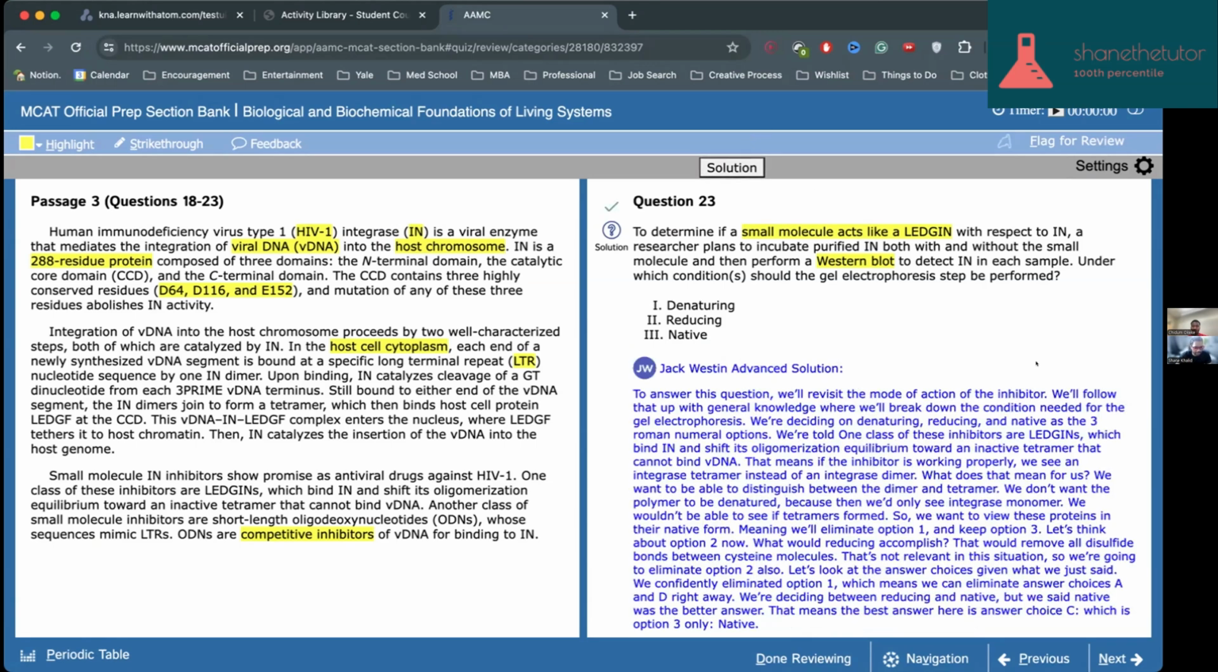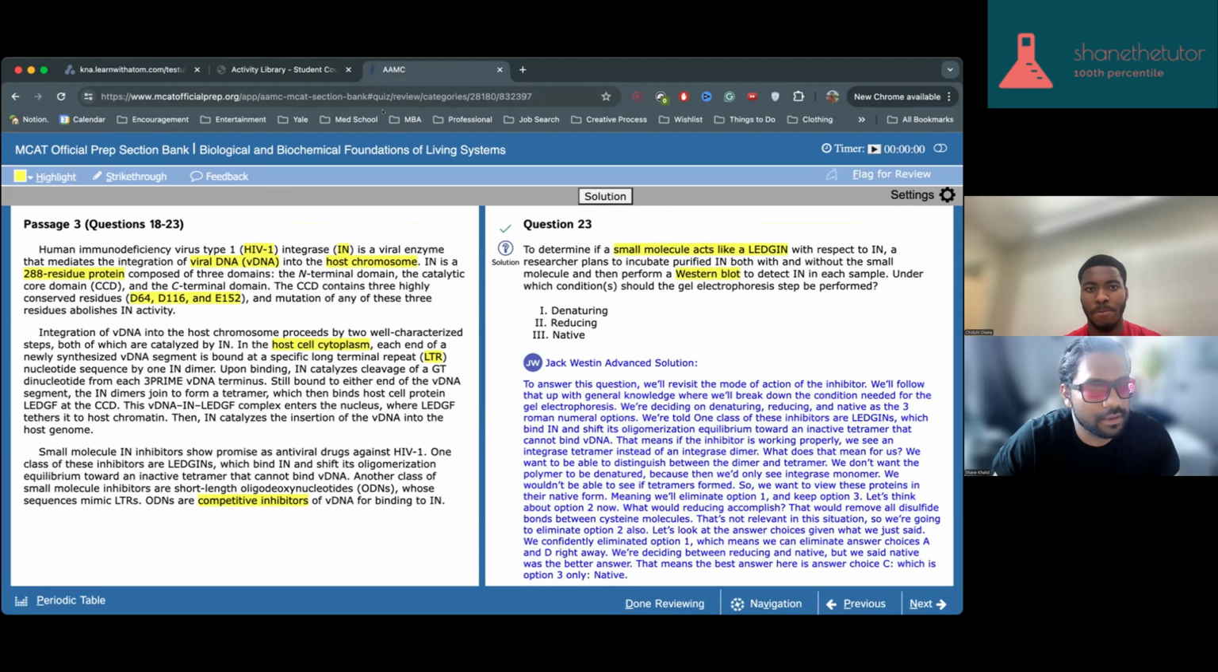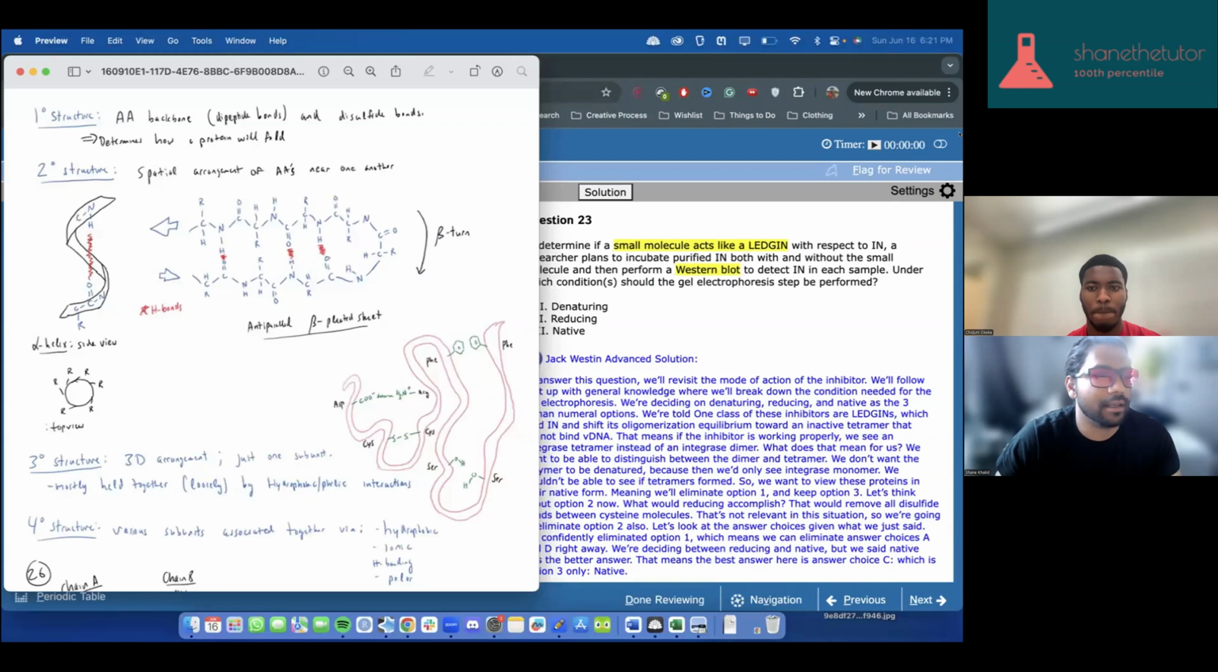In the chat, I put a picture. You can share that on your screen. I think you're just sharing the tab. Yeah, there you go. So the primary structure is just the amino acid backbone through the peptide bonds, and there could be some disulfide bonds as well. That determines how a protein will fold.